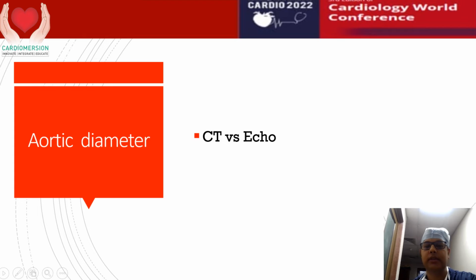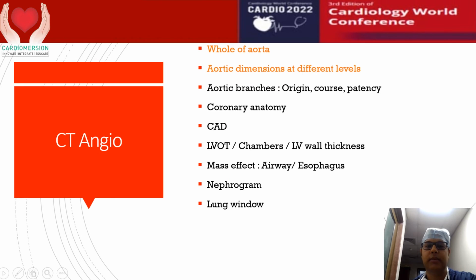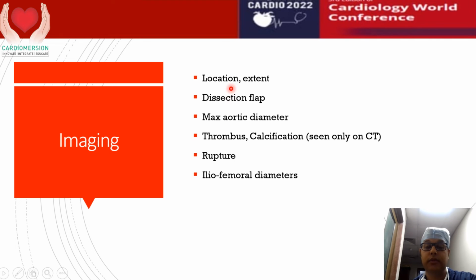Aortic diameters can be seen in CT as well as in echocardiography, with CT imaging being better. As for aortic sinuses, we can see at different axial cuts, the coronal and the sagittal sections, we can see sinus diameter. CT angio imaging looks at the location and the extent of the flap.